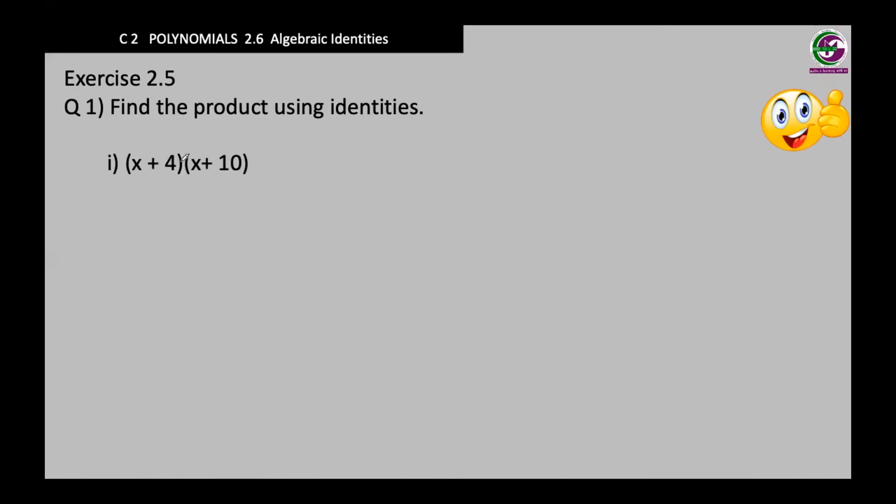Let's see this in exercise 2.5, question number 1. X plus 4 times x plus 10. As I told you in the beginning, in this lesson, there are 2 tasks. First task is to memorize or understand the identities. And second task is to understand which identity a question can be related to. First 2 terms are the same, but the last two terms are different. So it is x plus a, x plus b.